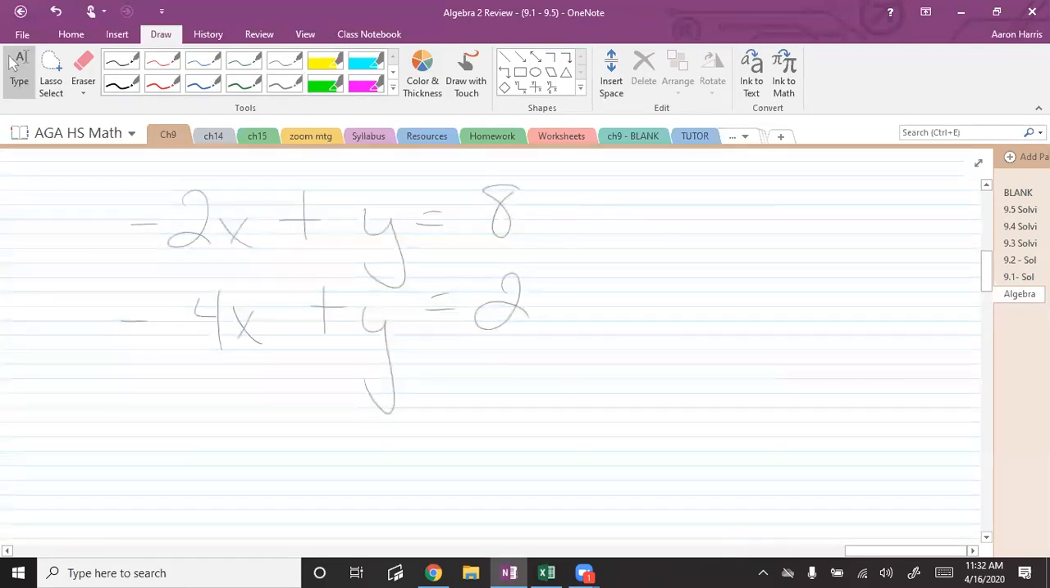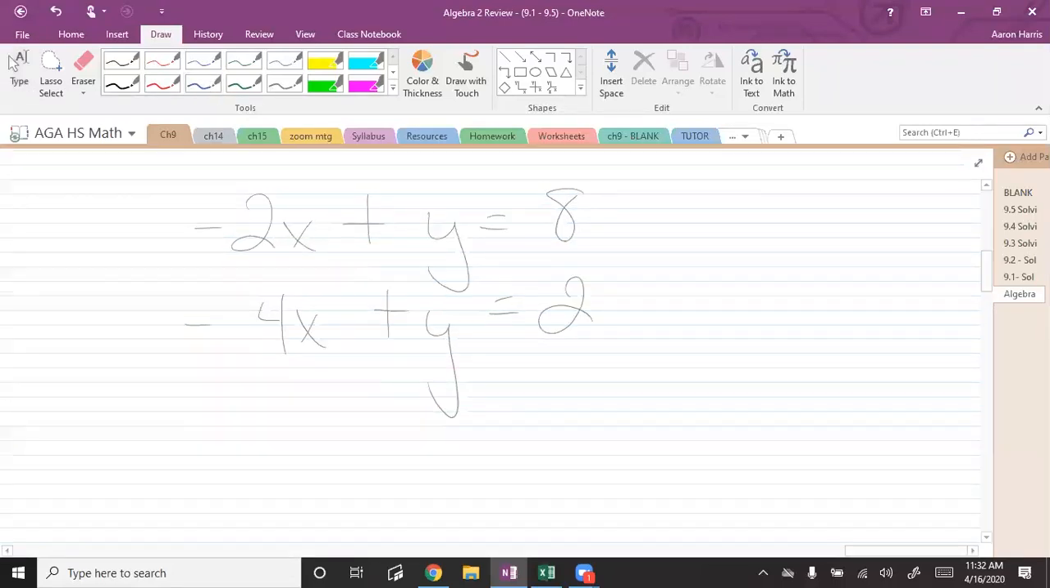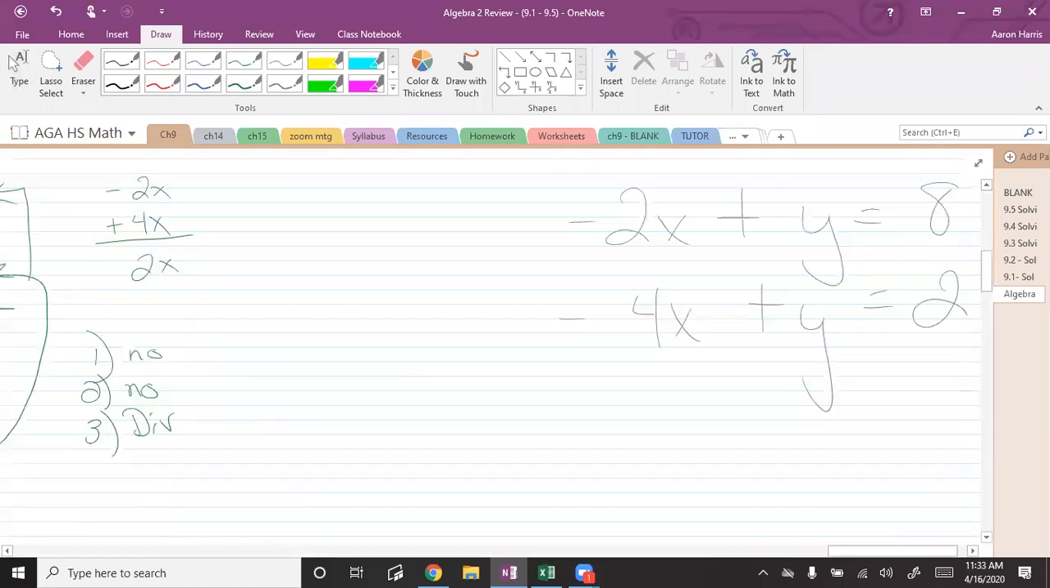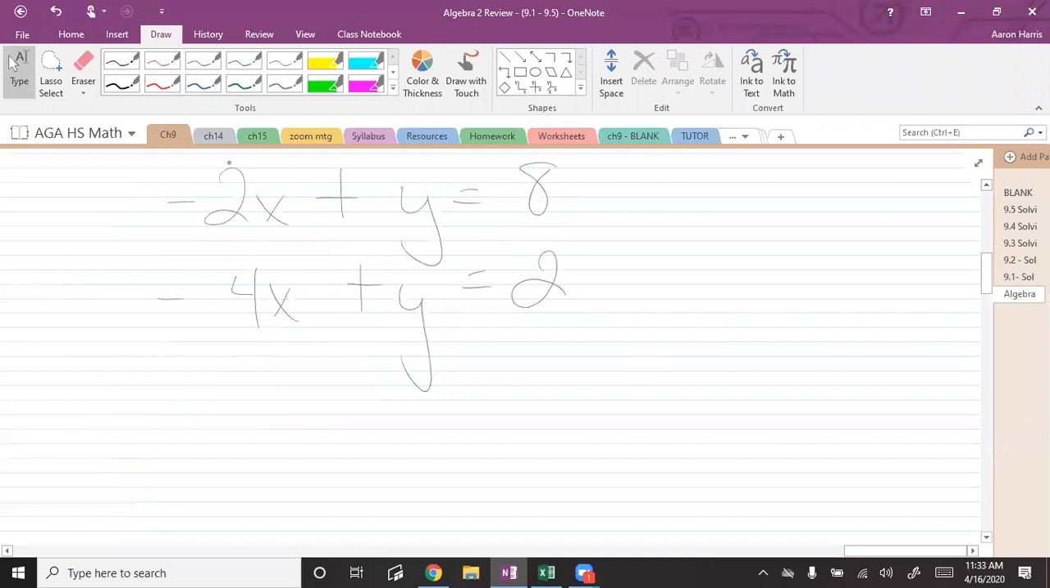Now, last time, which one did we eliminate, the y or the x? We eliminated the y. Look, right here. Eliminated y. So this time, I'm going to force you to eliminate the x. So what do I look at? I look at negative 2 and I look at negative 4. Are they additive inverses?